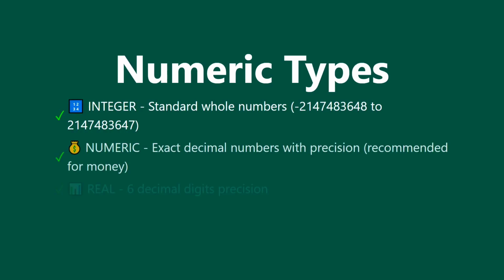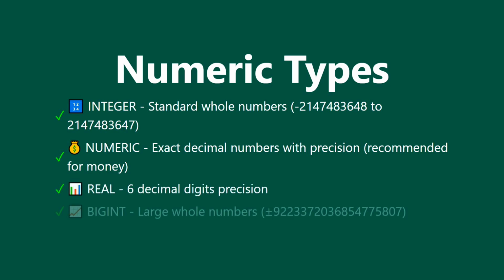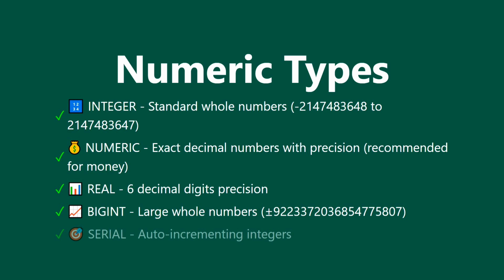Integer handles your standard whole numbers, perfect for IDs, counts, and any whole number data. For financial data, always use numeric types, which store exact decimal values, critical when every penny counts. And real types handle approximate decimal values with up to 6 digits of precision. Use bigint if we need to store massive numbers. And serial types automatically increment with each new row, perfect for primary keys that need to be unique.